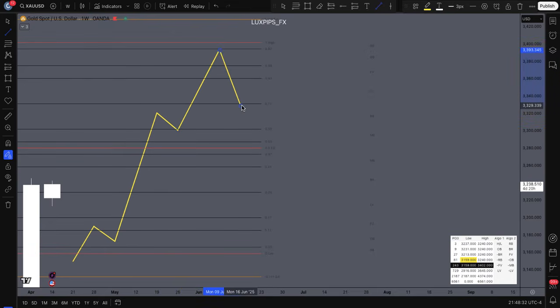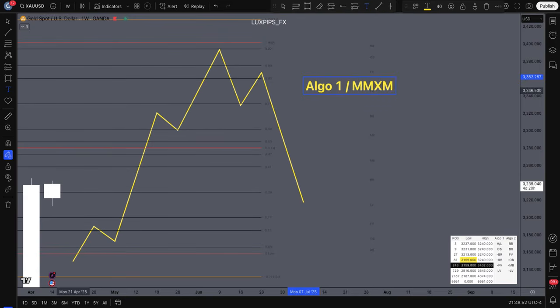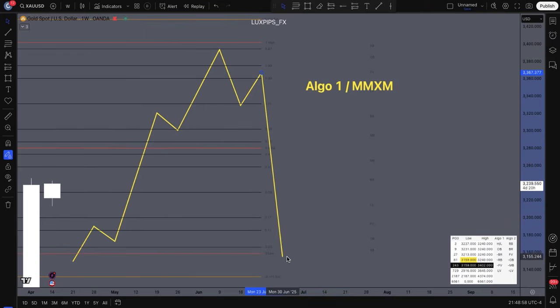Expect a retracement. Use the FEG zone. As you can see, FEG, very important. And all the way down to this liquidity void. This is Algo 1. But you can also see it as an MMXM, right? Because sometimes price won't even stop at the liquidity void. It might just come back all the way down here.